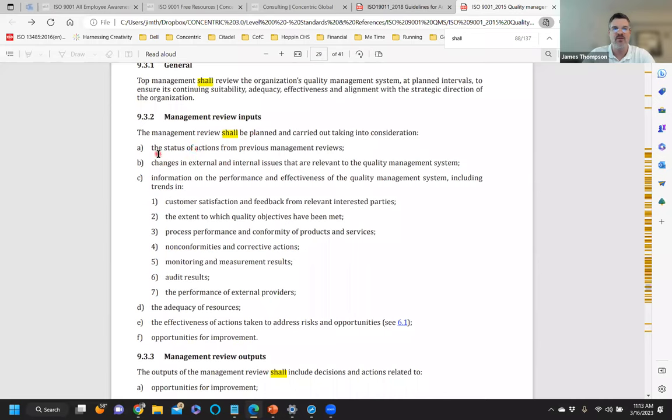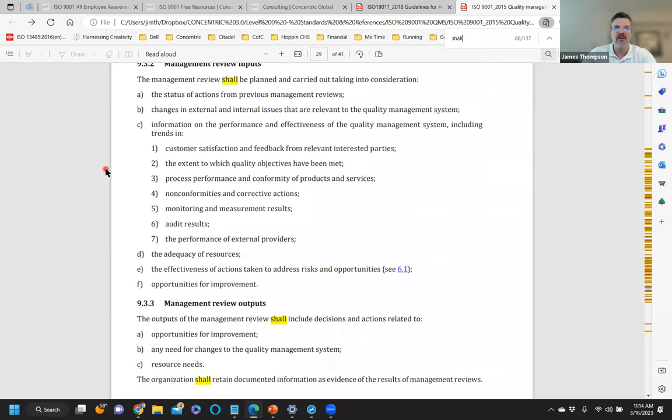So that review needs to look at the status of actions from previous reviews. So old business. Any of you that's gone through a board meeting understands you typically start with old business. So what is the status from the previous meeting that we had, or previous stand-up, or previous annual meeting, whatever it is. Changes in external and internal issues that are relevant to the QMS. So what's coming down the pipeline that has changed or is going to change, hopefully getting ahead of a change so you can talk about it proactively, that might have an effect on the QMS.